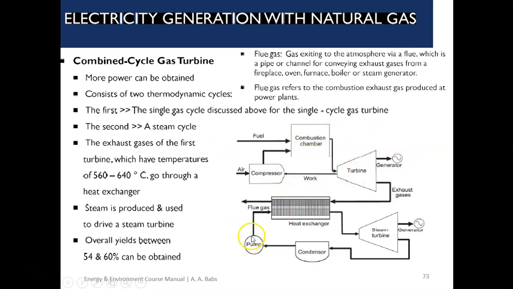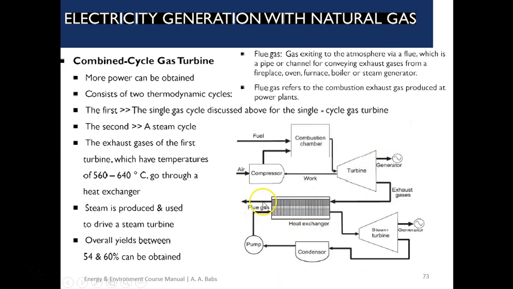Okay, so this is a combined cycle gas turbine. The exhaust gas of the first turbine, which has temperatures of up to 560 to 640 degrees Celsius, goes through the heat exchanger in the combined cycle. The steam produced is used to drive the turbine. Overall, yields between 54 and 60% can be obtained in the second cycle of the combined cycle gas turbine.